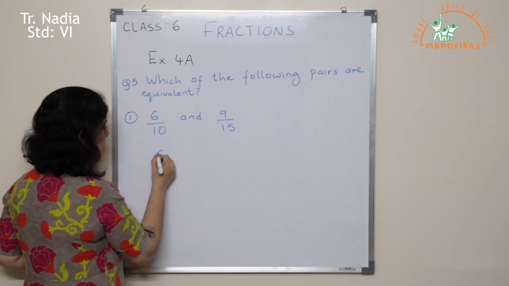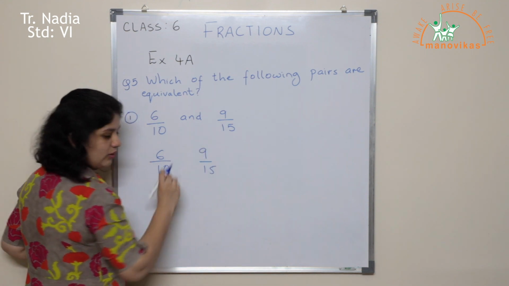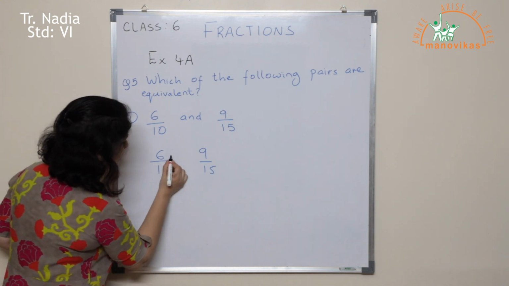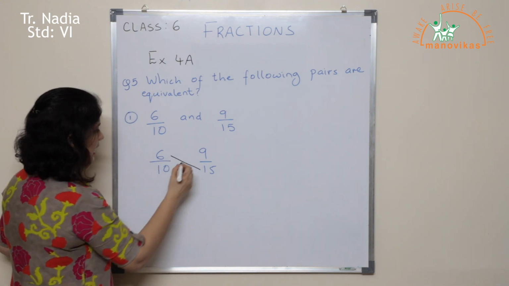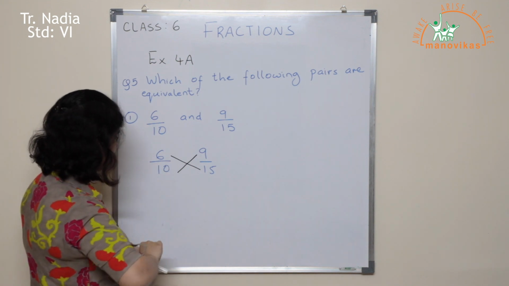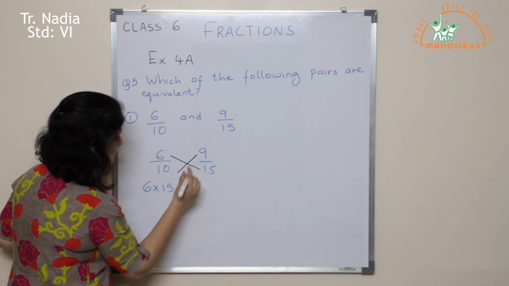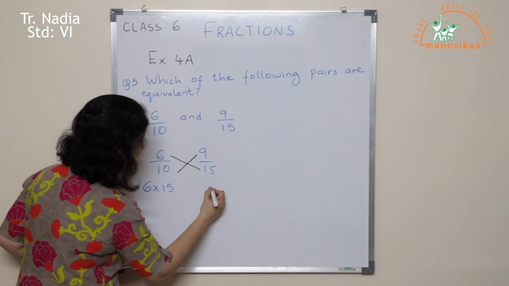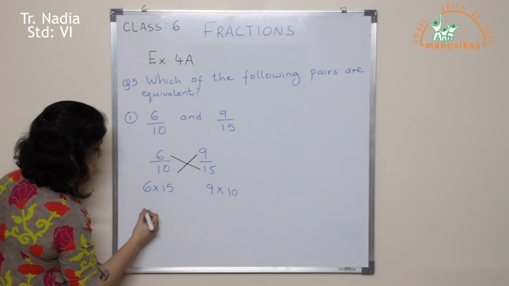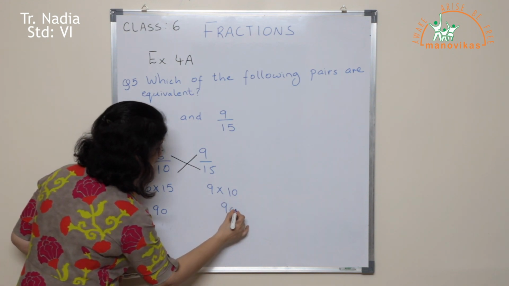Now the method is simple. Write the fractions down, and now we have to cross multiply. Now what is cross multiply? 6 will be multiplied by 15 and 9 will be multiplied by 10. So I will do 6 multiplied by 15 and 9 by 10. Get the 2 answers. 6 multiplied by 15 is 90. 9 multiplied by 10 is 90.